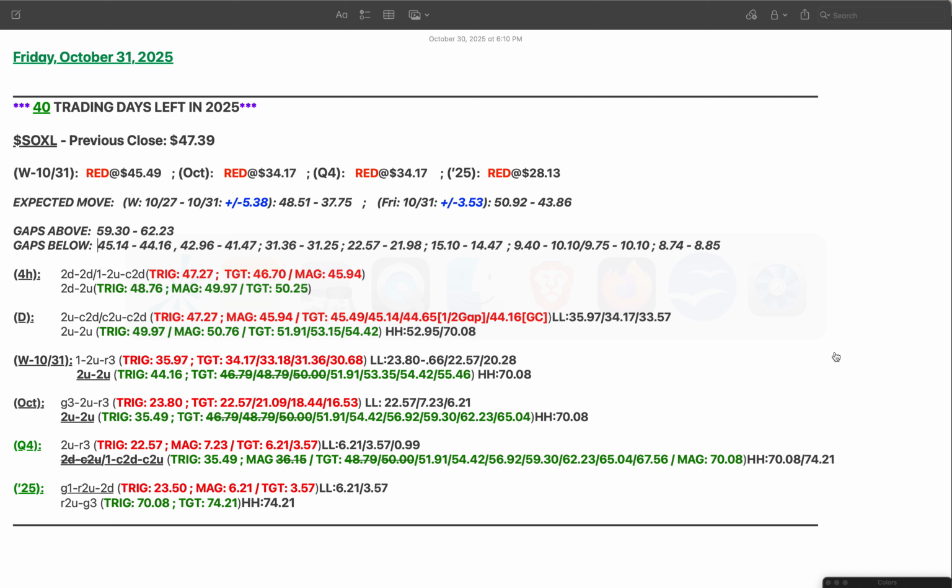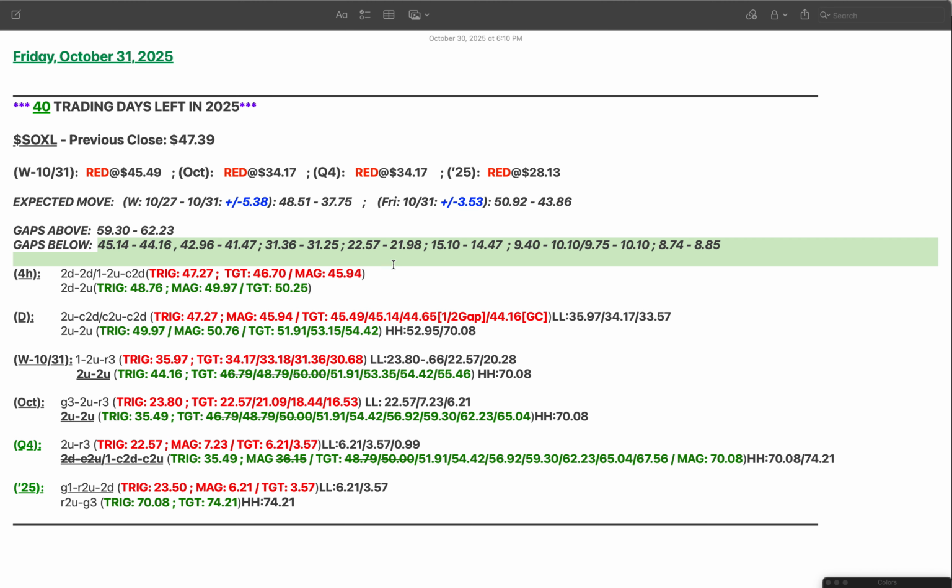So let's go to the notes here and just look at the hard numbers. All right, so this is for Friday, October 31st. Just a reminder, only 40 trading days left in the year, and the close on Thursday was 47.39. We know where the week flips red, and then quite a bit lower the month, the quarter, and the year will flip red. But we would have to get to 45.49, which we've pointed out on the chart a couple times. We've talked about the market maker's expected move in that range. We know where our gaps below are, and we do have one more gap above, a little bit of ways.